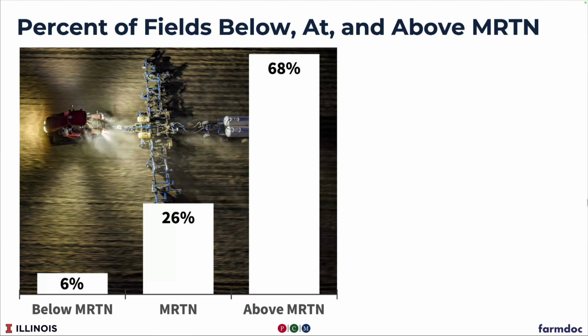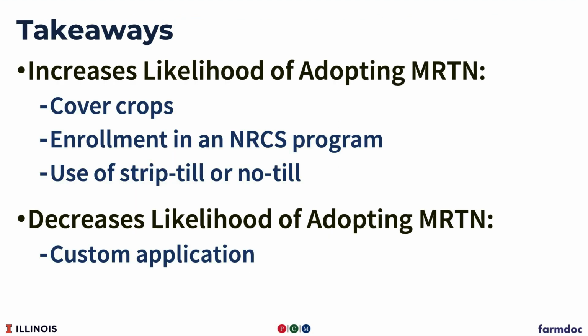So our main findings from this MRTN adoption study are that using cover crops, enrollment in an NRCS program, and the use of strip till or no-till are the characteristics associated with farmers who are more likely to use the MRTN. The only significant factor we found associated with farmers who are less likely to adopt the MRTN are those farmers who are having any of their nitrogen custom applied by an ag retailer. So if they're having someone else do their application for them, it decreases the likelihood of adopting the MRTN, which I think is a really interesting finding.